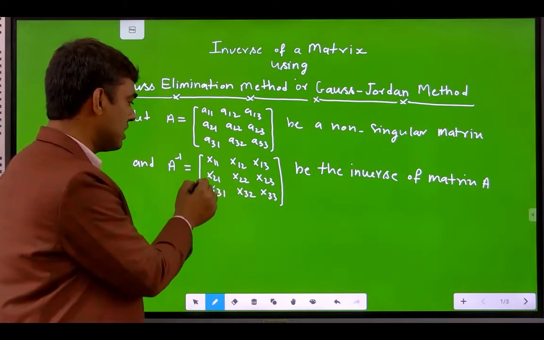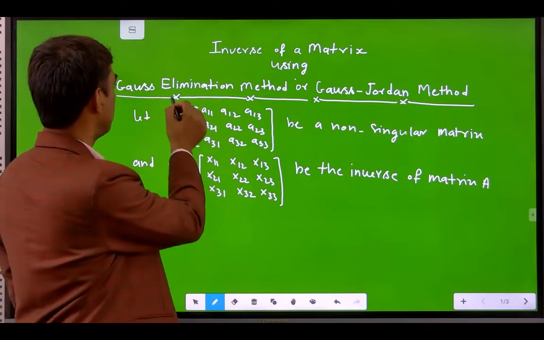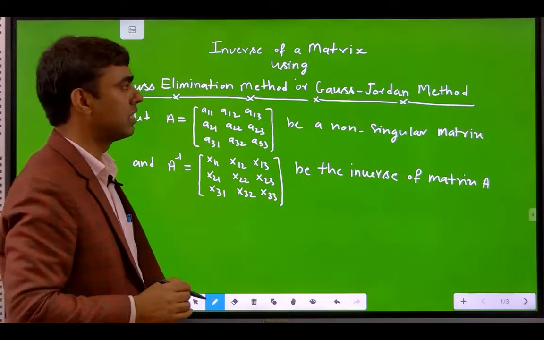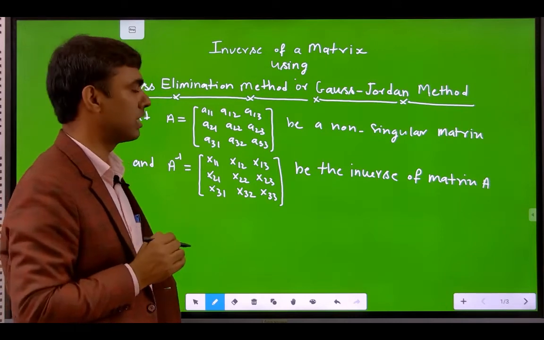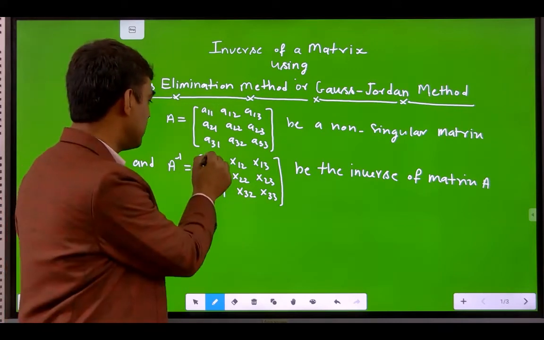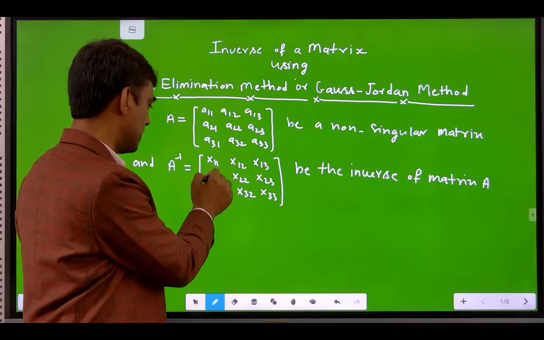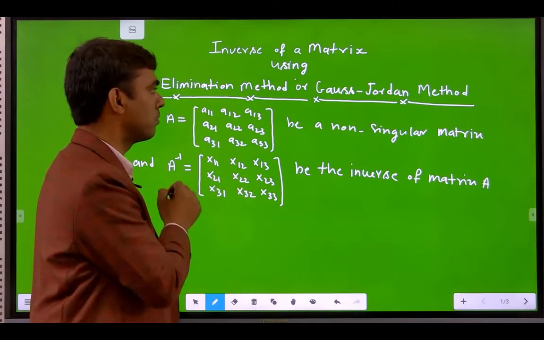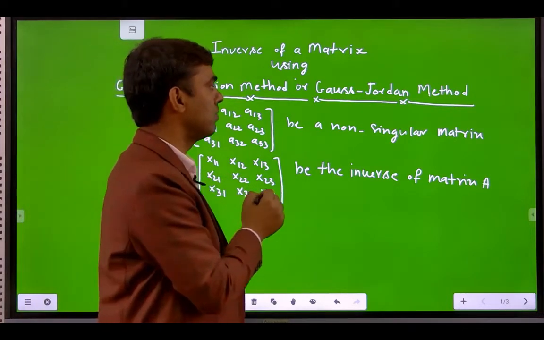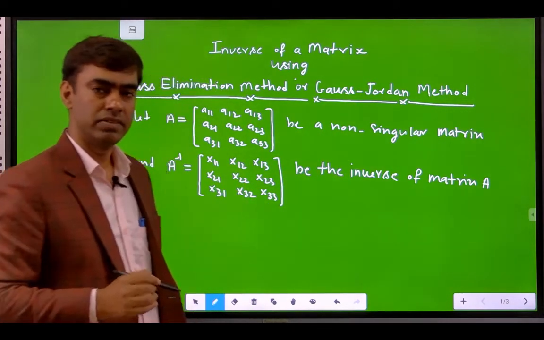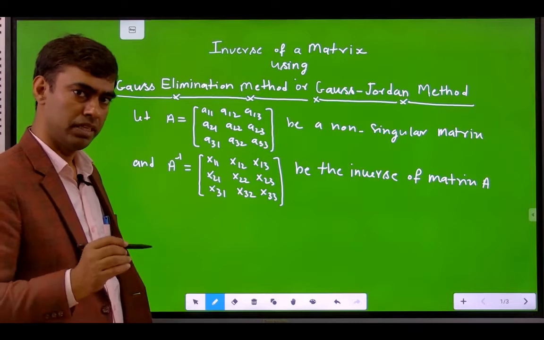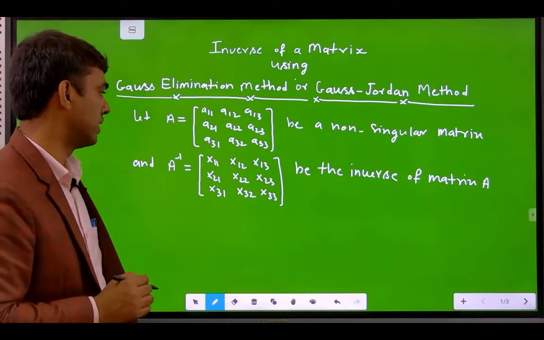Our aim is to find the values of x11, x12, x13, x21, x22, x23, x31, x32, x33. If we find these values with the help of the Gauss elimination method, then this becomes the inverse of a matrix using the Gauss elimination method. If we find all the elements of the matrix A inverse by the Gauss-Jordan method, then this becomes the inverse of a matrix by the Gauss-Jordan method.